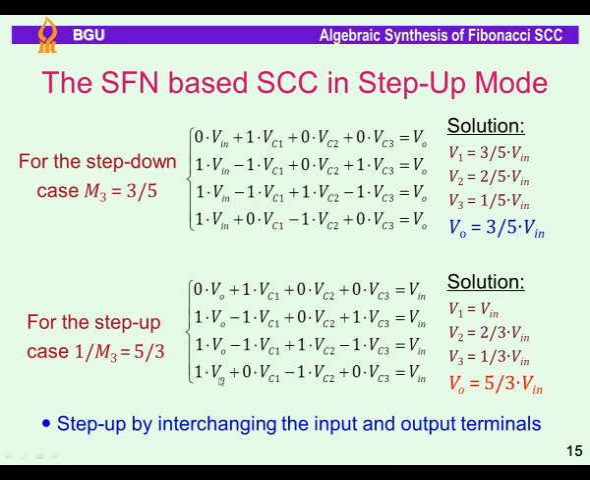Considering the fact that the above system is solvable, it should also be solvable if Vin and Vout are interchanged. This means switching the input and output terminals and, in fact, turning the step-down SCC into a step-up. It is evident that the step-up Fibonacci target voltage Vout equal to 5/3 of Vin is reciprocal to its step-down counterpart of 3/5.